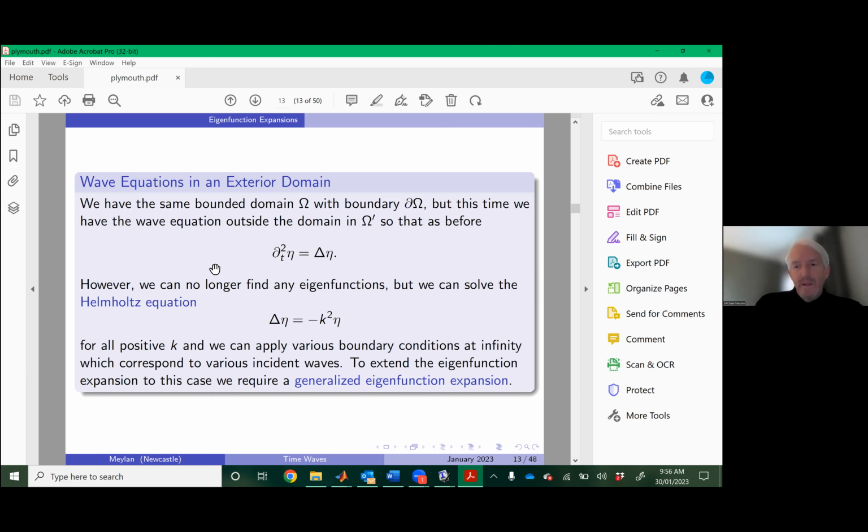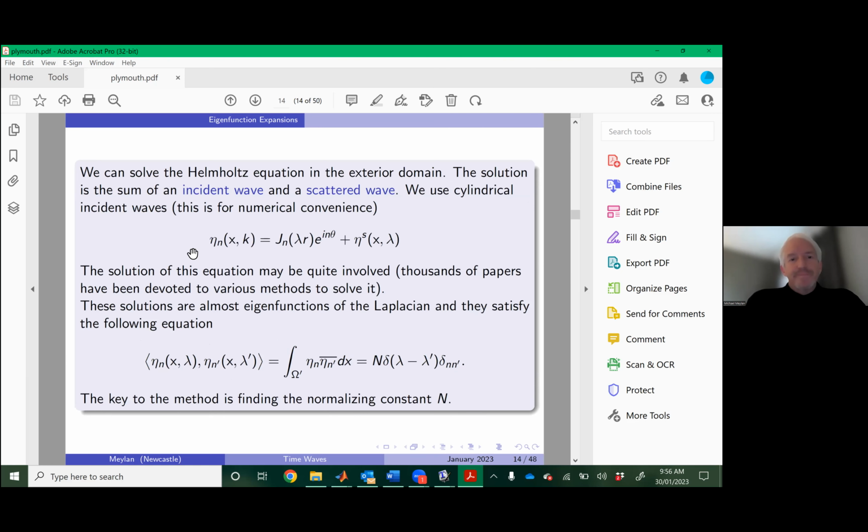So at least numerically, and I should say, with the proviso of using this kind of expansion method, just like we did before for the drum. It's not super important, all the details of it. You have incident waves that are Bessel functions. You can have plane waves, but it's usually easier to solve in terms of Bessel functions plus some scattered wave. And then these things normalize exactly like you'd expect, in terms of a delta function. And then you've got to find this normalizing constant. Like I said, that's always the trickiest part.